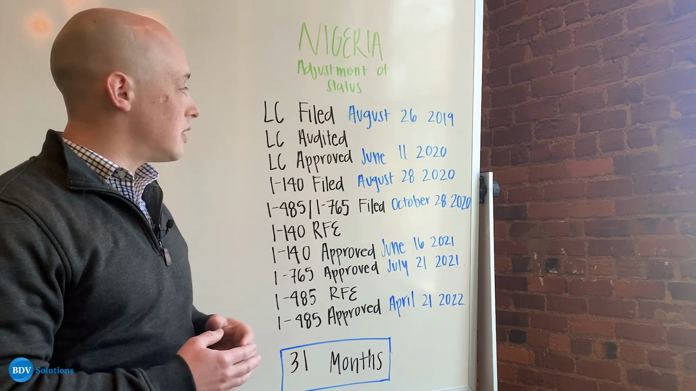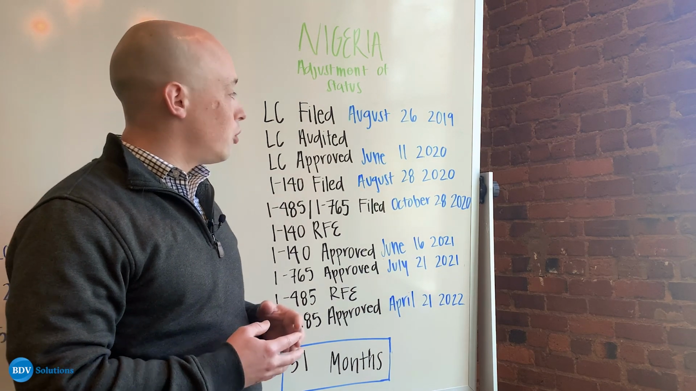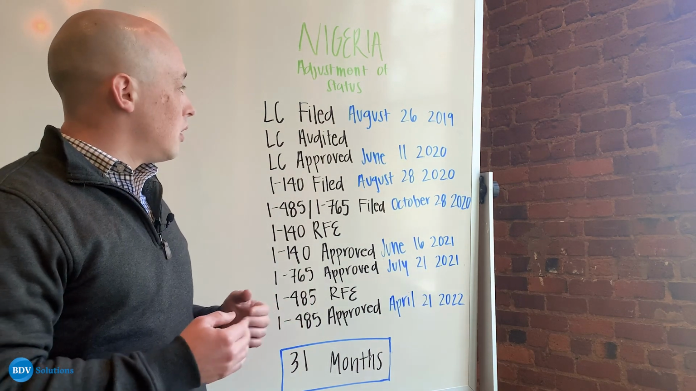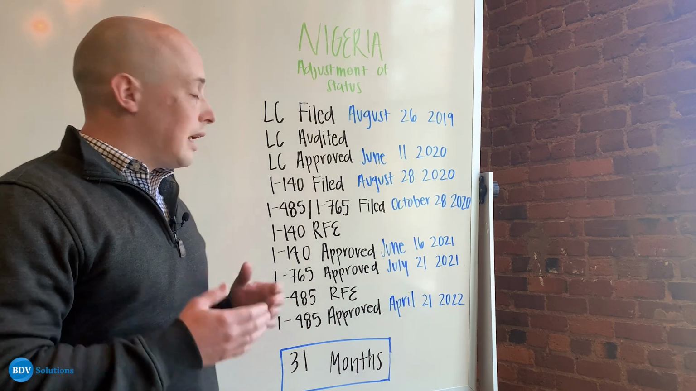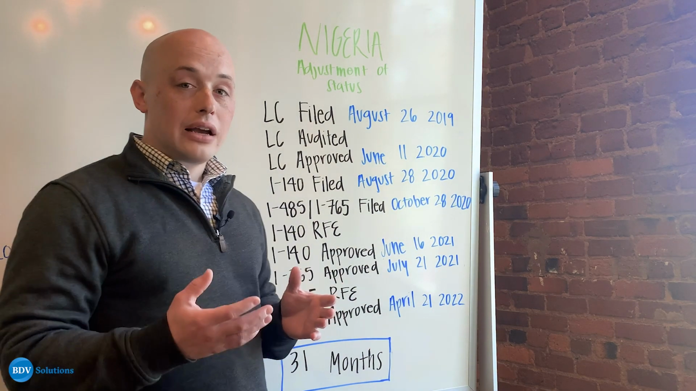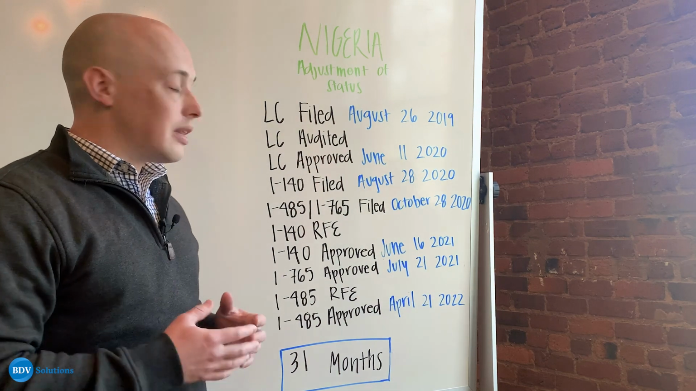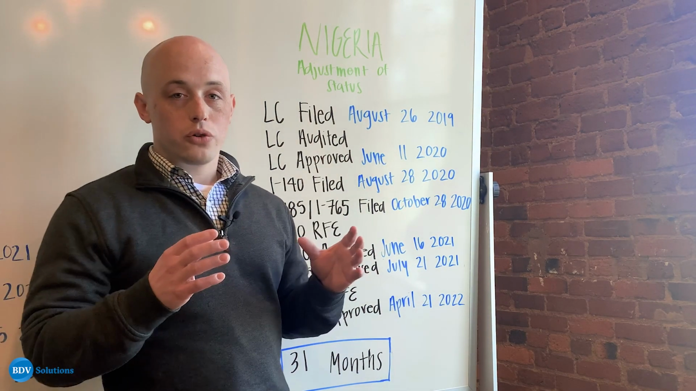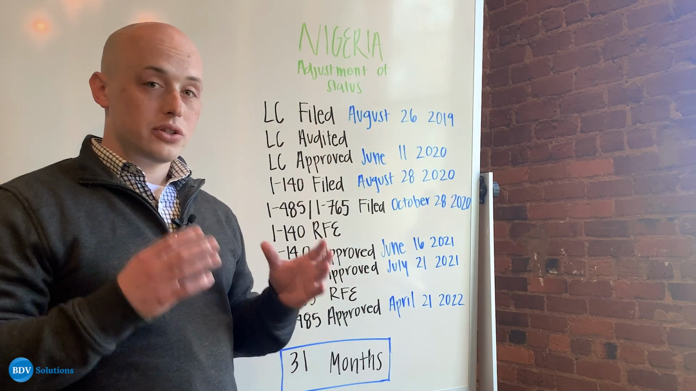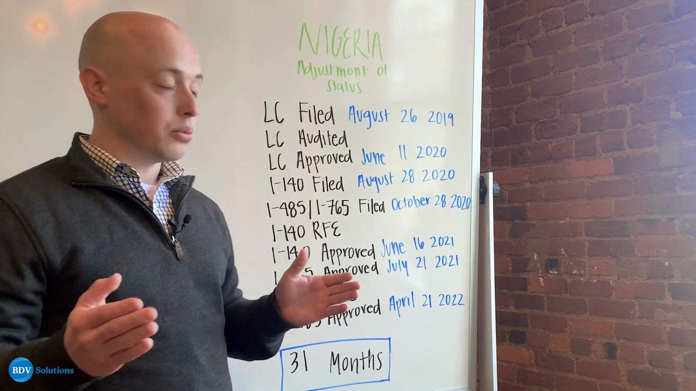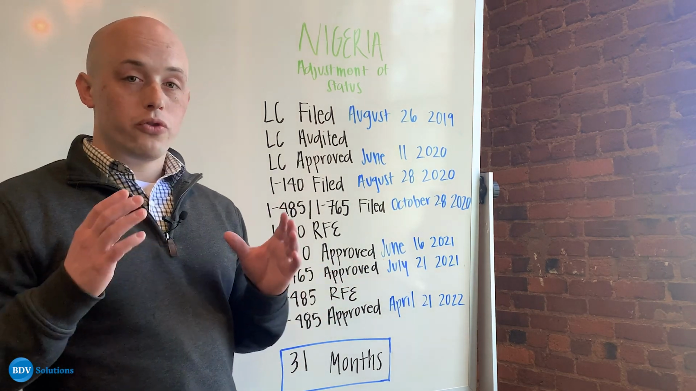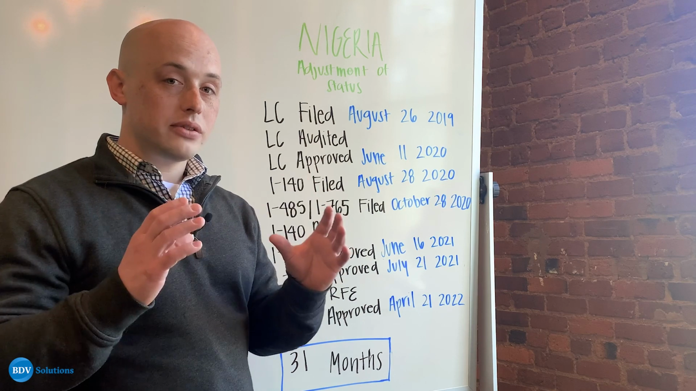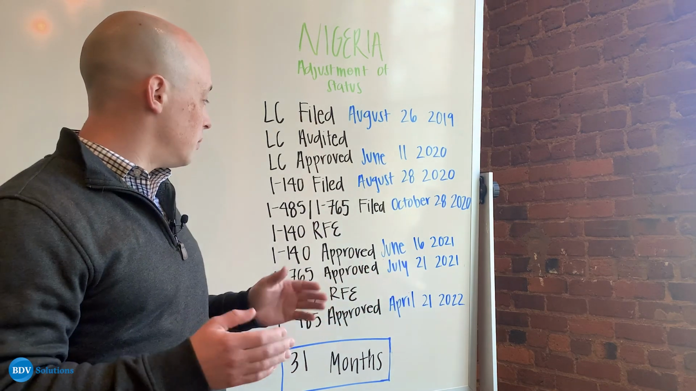This person's LC was then approved a little bit less than a year later in June of 2020, and after that you move on to filing the I-140. And what the I-140 does is it preserves your LC. An LC will usually expire after 6 months of being approved. So when you file the I-140, it preserves your LC so that it won't expire.